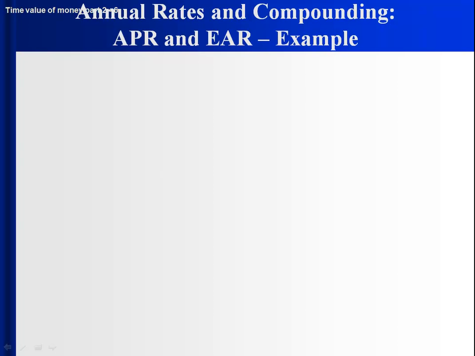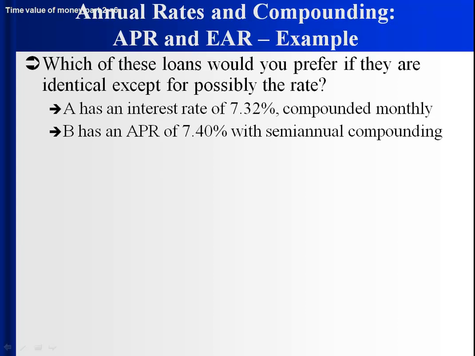All right, so let's look at an example. You're getting a loan. There's two choices. A has an interest rate of 7.32% compounded monthly, and B has an APR of 7.40% with semi-annual compounding. Which one would you prefer? Well, the naive person would say, oh, I'll just take A because it's got a lower rate. But you're more sophisticated. You say, wait, we got to make sure we're comparing the correct rate.